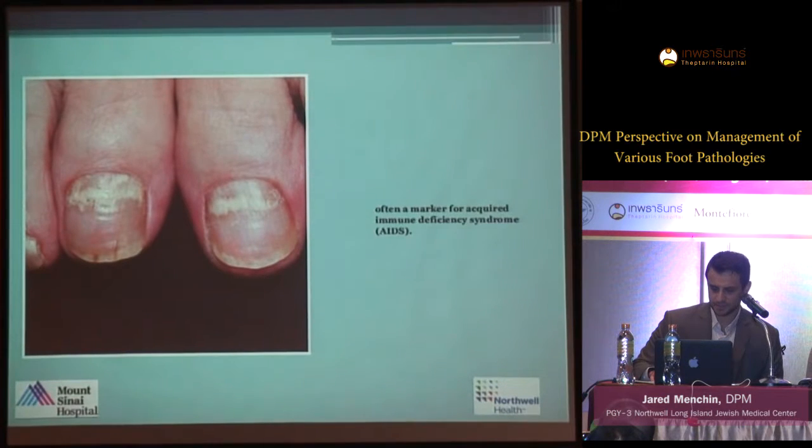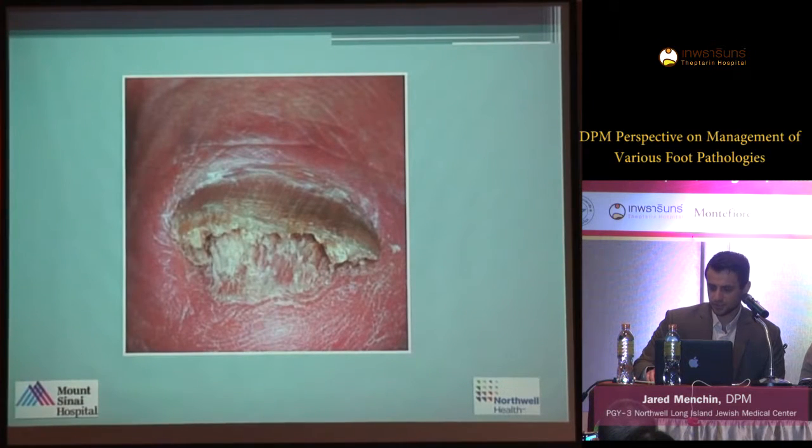The third type is called proximal subungual onychomycosis. This is relatively uncommon. Generally, this is only going to be seen in immunocompromised patients, such as AIDS or HIV patients. So if you see a patient with onychomycosis beginning proximally, then you might want to work them up for some immunocompromising disease. And lastly, there's total dystrophic onychomycosis, which is end stage, where you have a thick dystrophic nail and subungual debris.